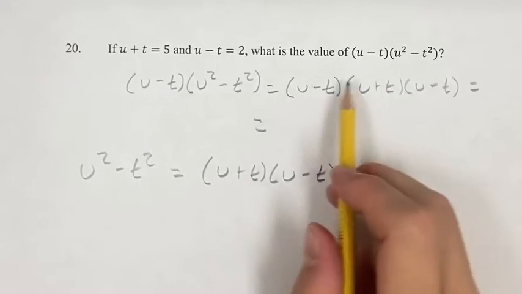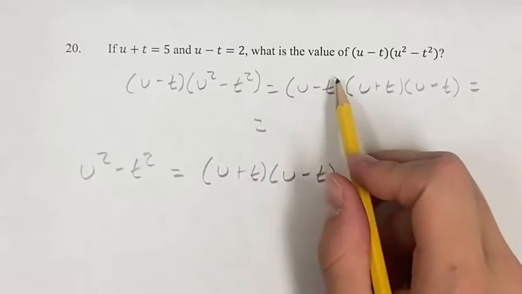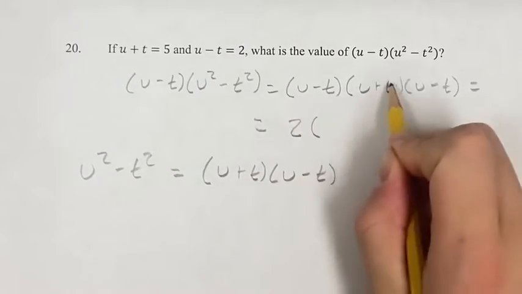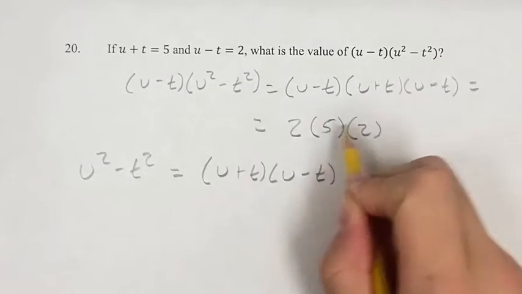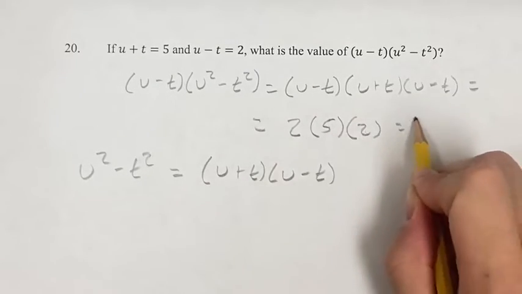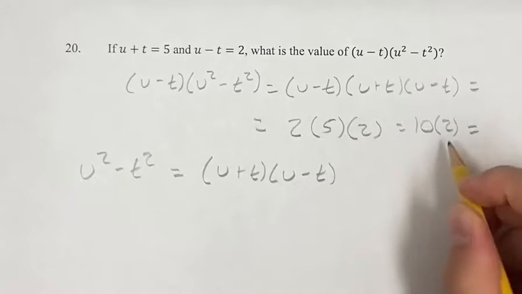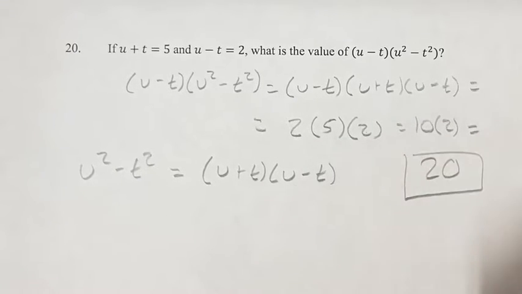Well, now all three of these terms we know the values of. We know u minus t is 2, u plus t is 5, and u minus t is 2. So this is 2 times 5 times 2. 2 times 5 is 10, times 2 is equal to 20. So your final answer is going to be 20.